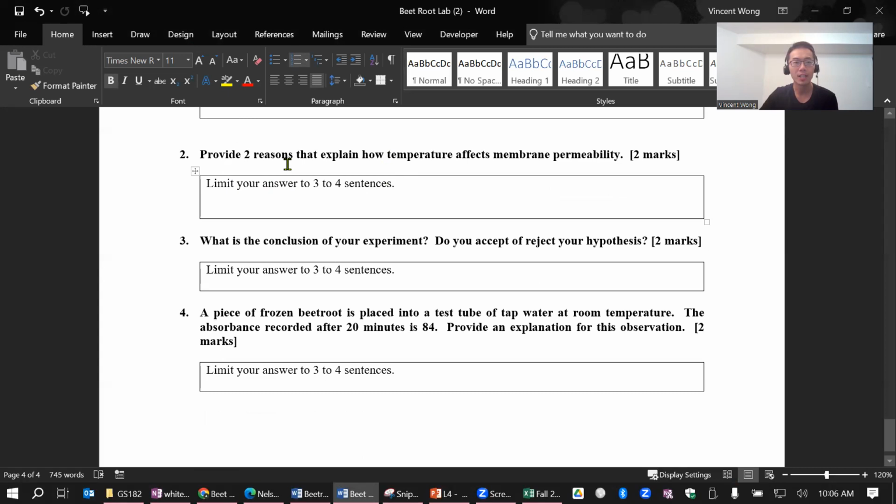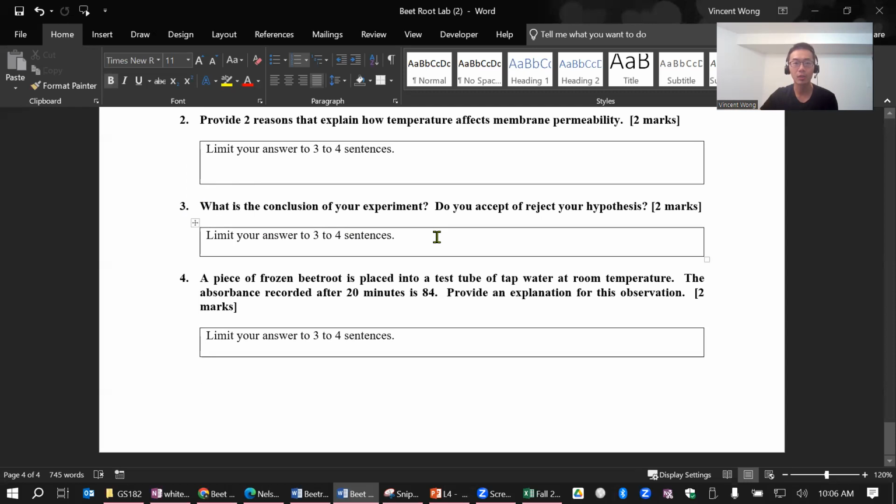Next one, provide 2 reasons that explain how temperature affects membrane permeability. She actually explained it in the video towards the end, okay? And she gave 2 distinct reasons. Make sure you include both, okay? She said it quite clearly in the video. So just watch that. Okay, what is the conclusion?